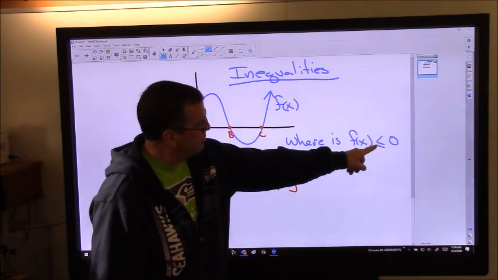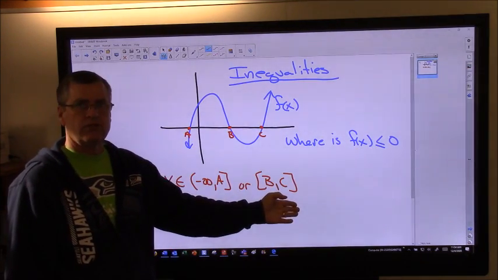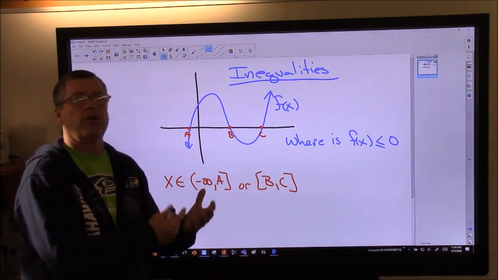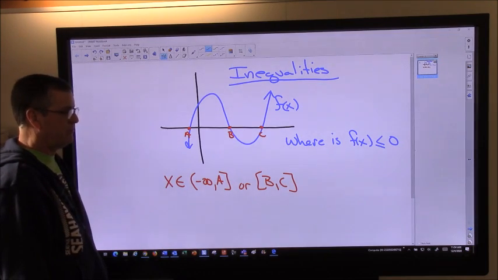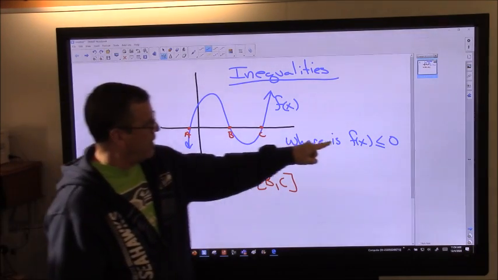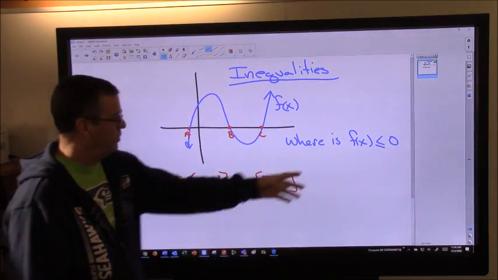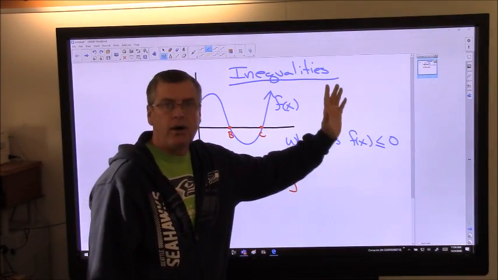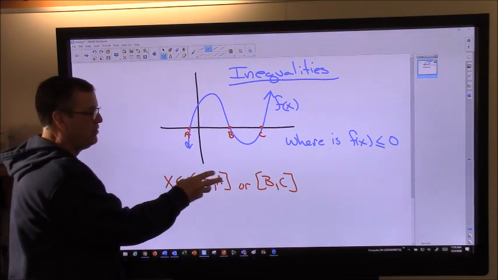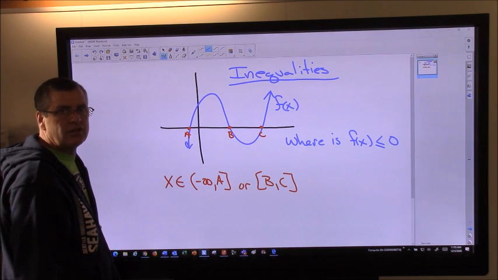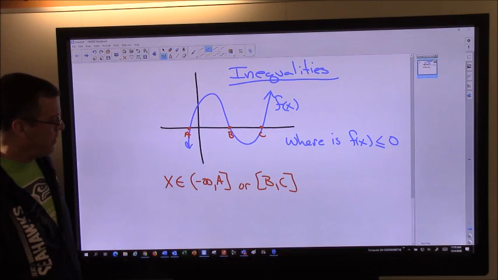Now, if I took this equal sign away, the only thing that would change here is all the brackets would become parentheses. Because I don't want to know where it equals 0, I want to know where it's less than 0, where we're actually below the x-axis. So even though this is talking about y values, where they're negative, or if that was greater than or equal to 0, then I want positive y values, my answer is really the x values where that happens. Okay? So now the question is, how do we find those x values?